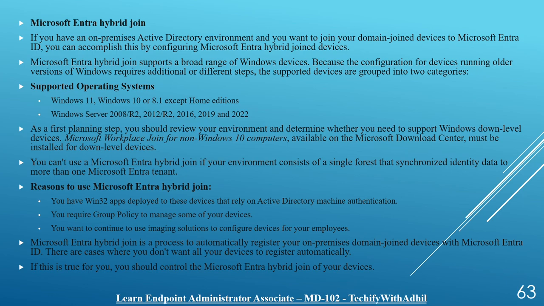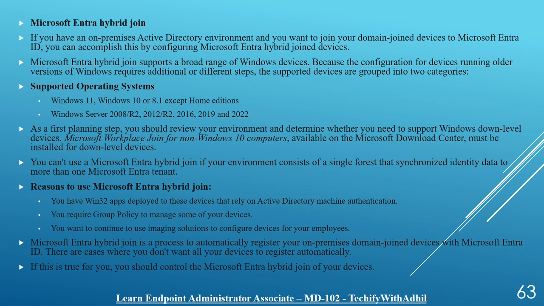As a first planning step, you should review your environment and determine whether you need to support Windows down-level devices. Microsoft Workplace Join for non-Windows 10 computers, available on the Microsoft Download Center, must be installed for down-level devices. So you can also prepare the non-Windows 10 devices to join the hybrid join.